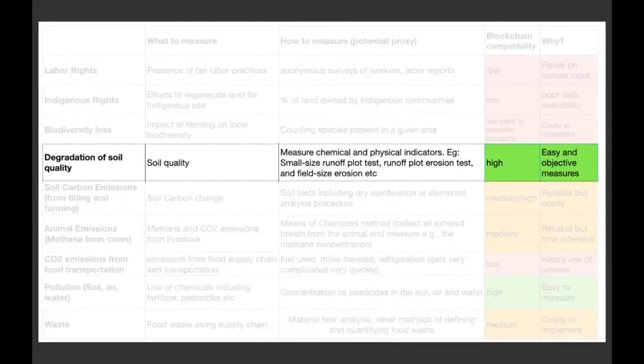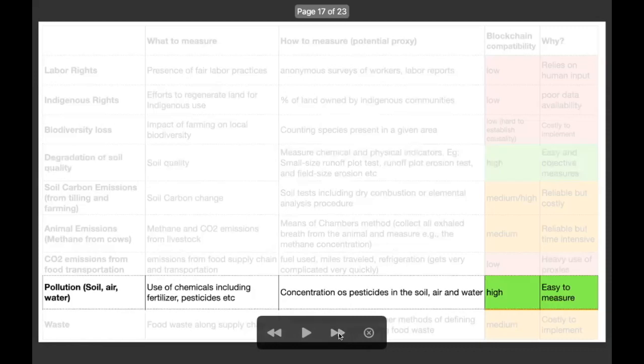Degradation of soil quality: you can measure chemical and physical indicators. You can do small size runoff plot tests, runoff plot erosion tests, and field size erosion tests. The reason I thought this was relatively easy to measure is because it's easy and objective. You can actually run these tests. They're relatively well established. Another one that I thought was relatively easy to measure was pollution. Looking at pesticides in the soil, air, and water, again, is relatively easy to measure. You can have a sensor that detects what's going on here.